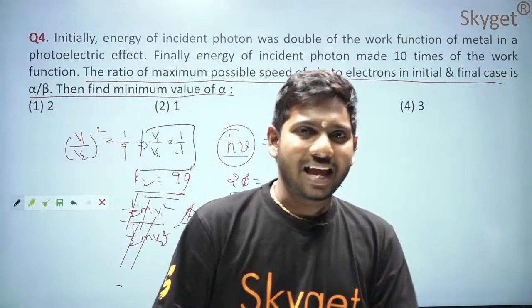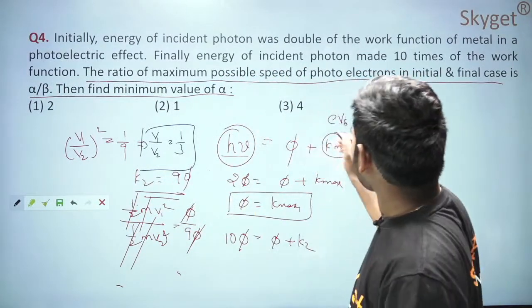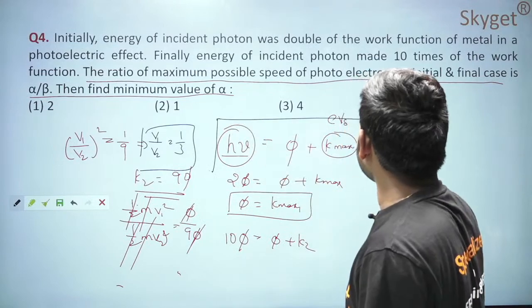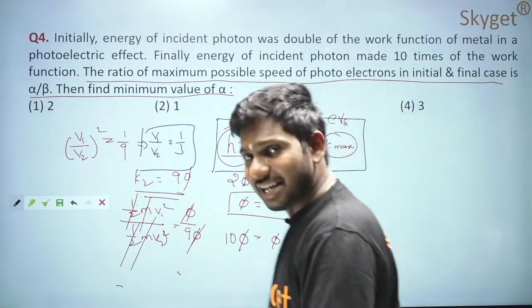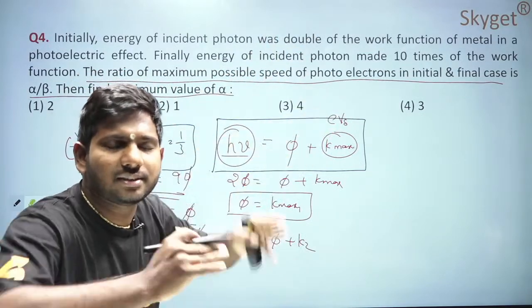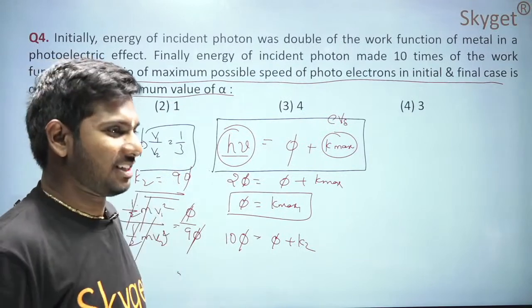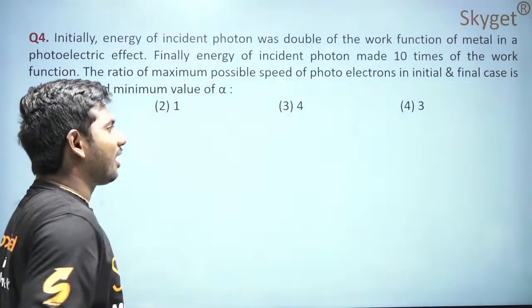This is as simple as it gets. You just need to apply these two equations. What is the main equation? h nu is equal to phi plus K max. If you apply the two given conditions with patience, it will automatically take you to the answer, students. So let us go and see the next question.